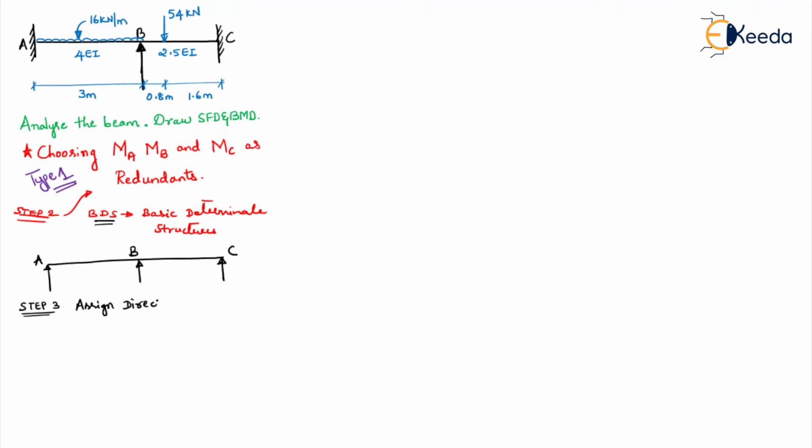Assign directions to redundants. So how will you do it? You put your basic determinate structure, call this A, B, C. What are your redundants? You have 3 redundants, MA, MB and MC. So these are your redundants. Call this X1, this X2 and this X3.